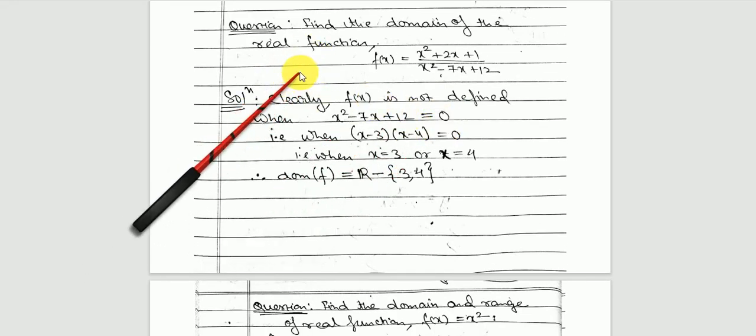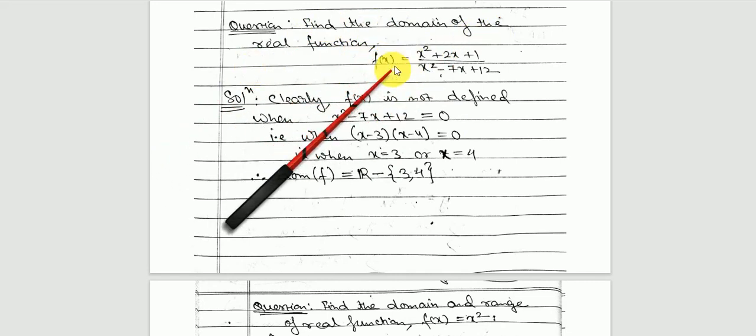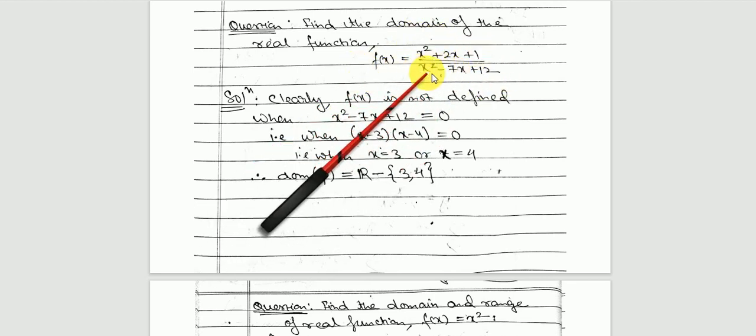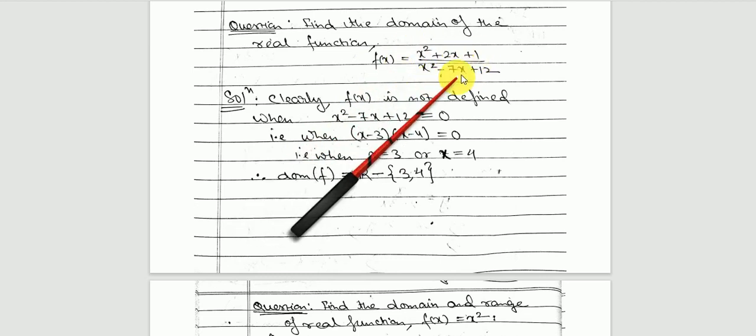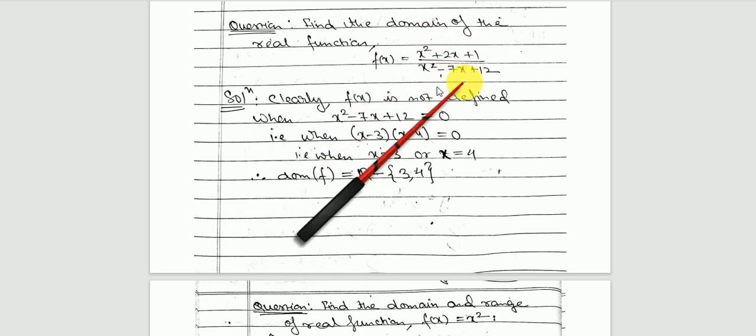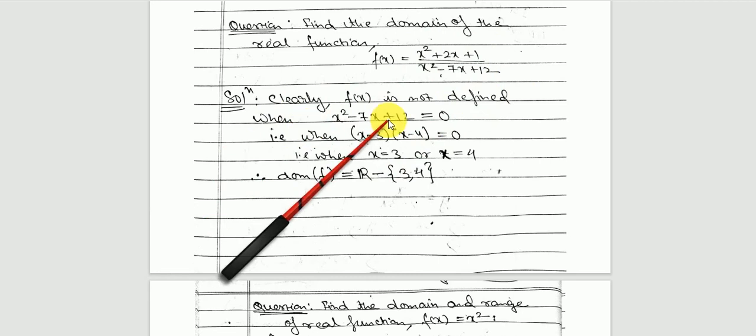Now let us see this question. Here it says find the domain of the real function. So here they want to know all the possible values of x that you can take. You can see that this will not be defined if your denominator is 0. So clearly f(x) is not defined when the denominator is 0.